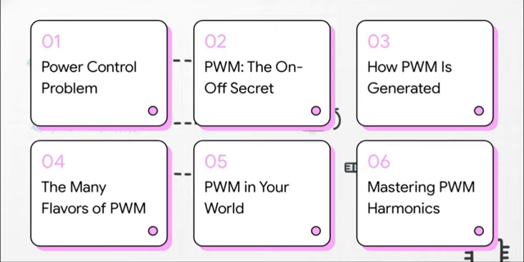From there, we'll look at some of the pro-level variations, the different flavors of PWM. Then we'll connect it all back to your daily life, and you'll start seeing PWM everywhere. And finally, we'll get into the main trade-off, the electronic noise, or harmonics, and how engineers have gotten really good at taming it. Let's get started.